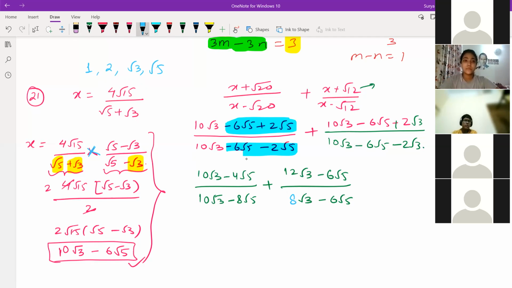So what we'll get here, you can take 2 common from the numerator. So we'll get 5 root 3 minus 2 root 5, whole divided by, again here 2 common, 5 root 3. Here is my plus coming or what? Here is minus 8. Okay. Minus 4 root 5. So this 2 will get cancelled. Again, you have to do rationalization and get the answers.